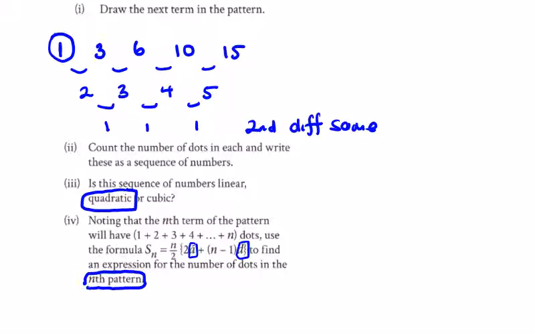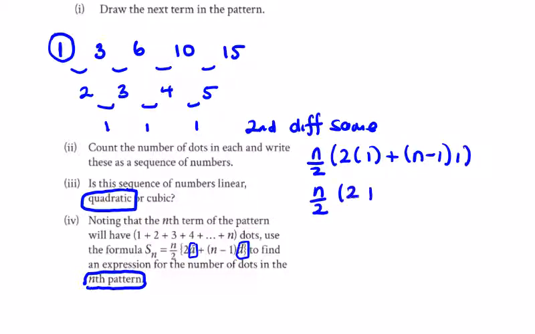So let's fill these in. We're going to have n over 2 times 2 times the first number, and d is the common difference, so it's going to be plus n minus 1 times the common difference, which is 1. Simplifying this, we're going to get n over 2 times 2 plus n minus 1, which is n over 2 times n plus 1. So it's going to be n squared over 2 plus n over 2.